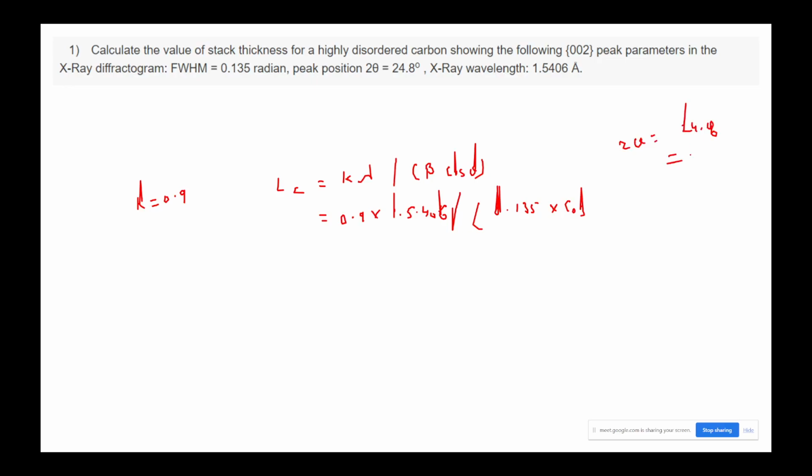then theta would be 12.4. So cos 12.4. When you calculate this, how much will you get? So 0.9 into lambda 1.5406 will be 1.38654, and 1.38654 divided by beta is how much?